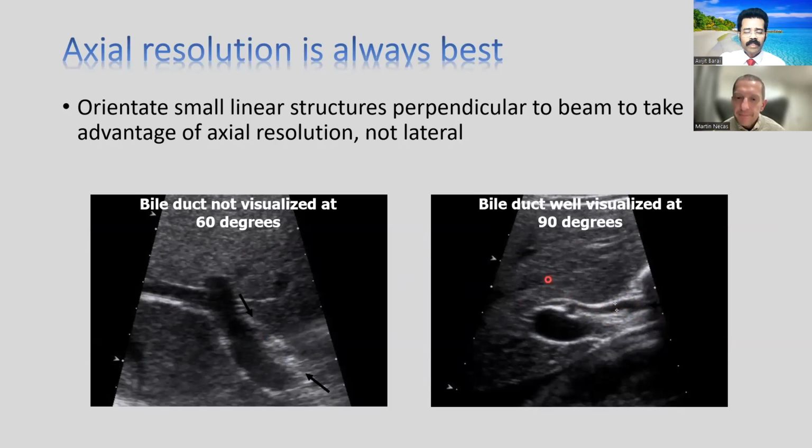Yes, I think in case of the common bile duct measurement, I find it really difficult to see it unless it is exactly at 90 degrees. Absolutely.